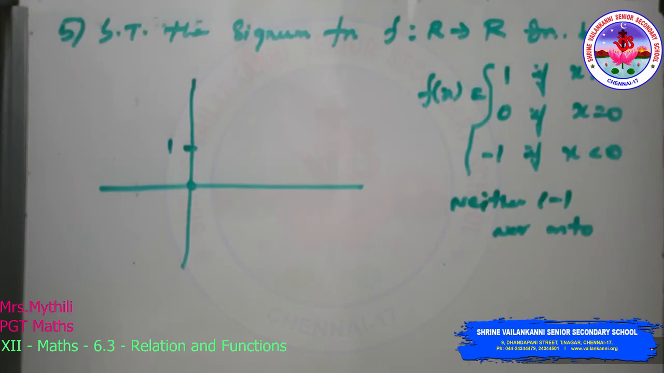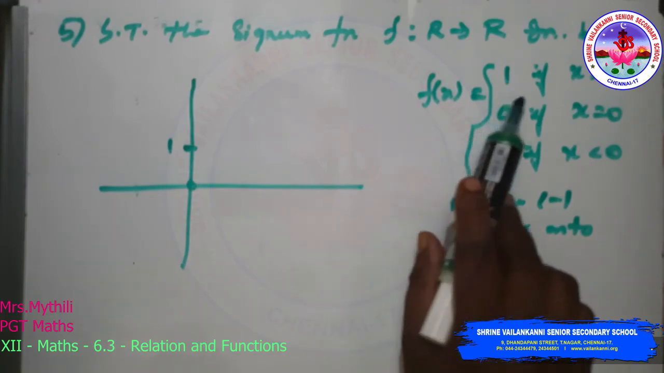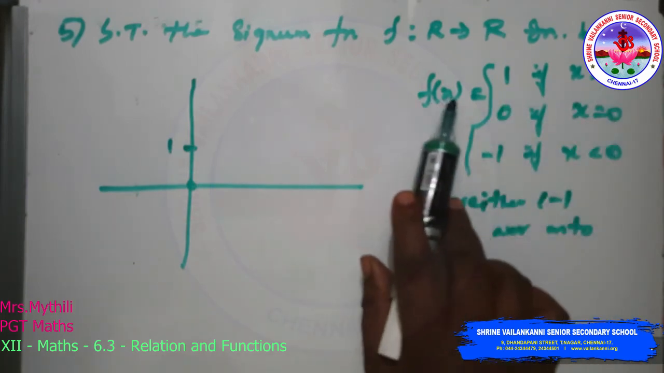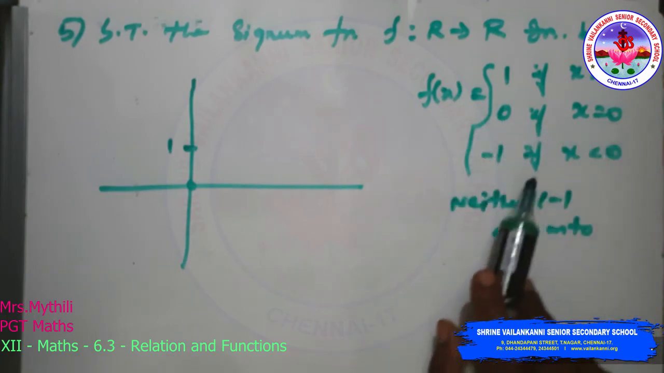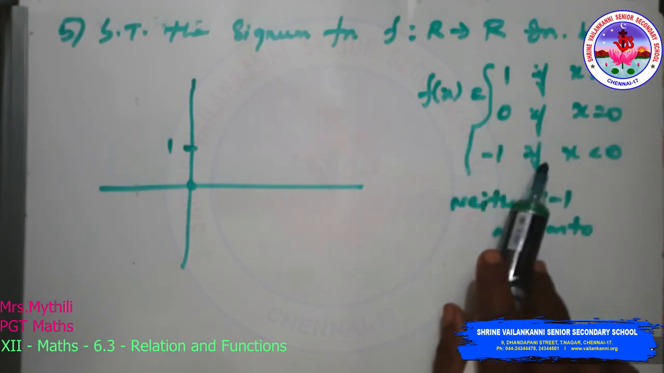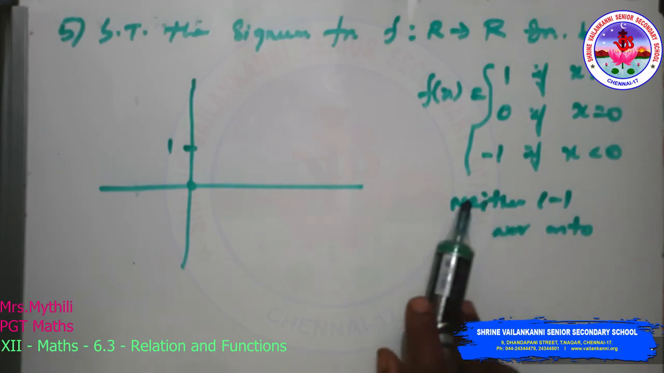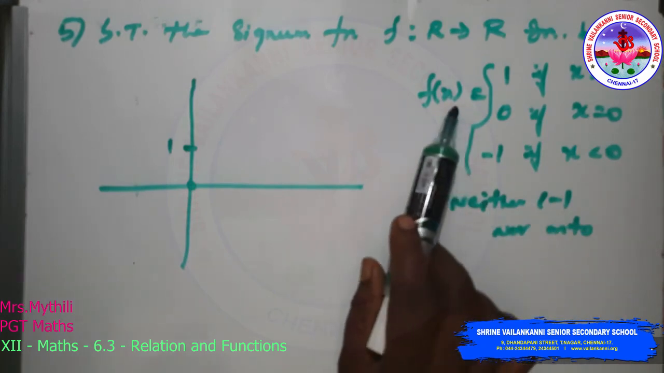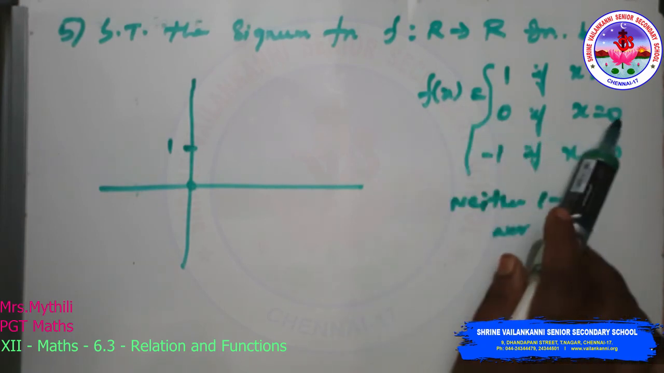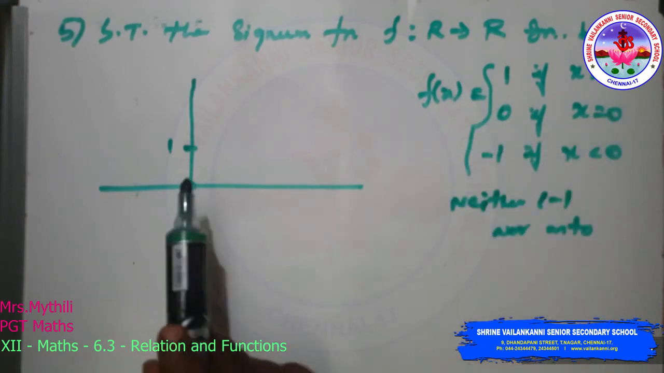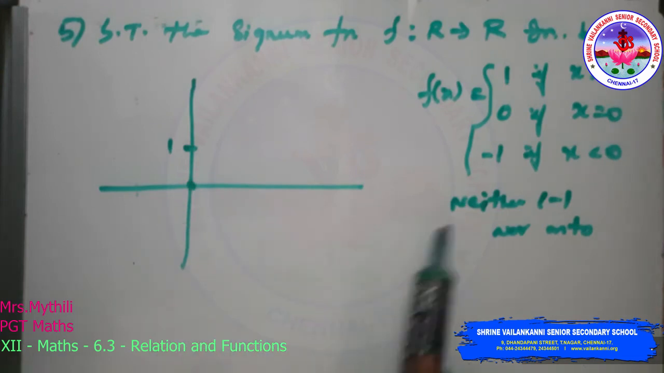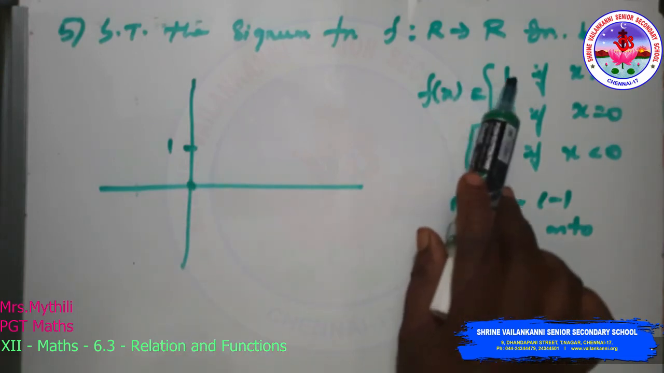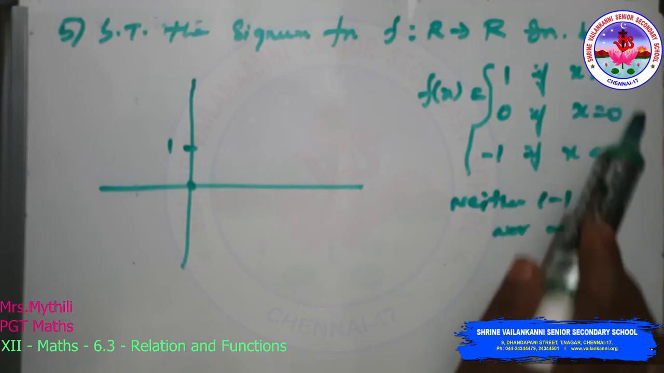Fifth question, show that the signum function f from R to R given by f of x equal to 1 if x is greater than 0, f of x equal to 0 if x equal to 0, f of x equal to minus 1 if x is less than 0, is neither one-one nor onto. It's given that f of x equal to 0 if x equal to 0, that is x equal to 0 and y equal to 0.